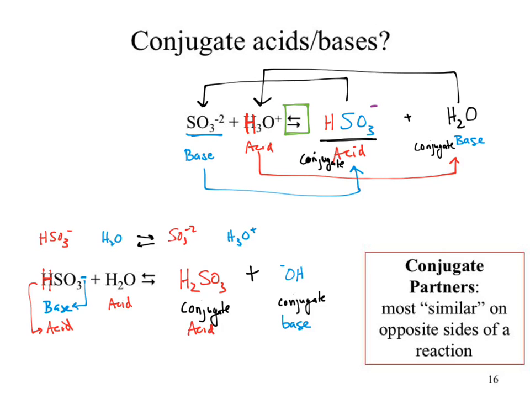Because that species can go both directions, we give it a special name. We call it amphoteric. It can act as both an acid and a base. Some substances do that very readily, some don't. I just want you to be aware of it. Questions about what's up here?